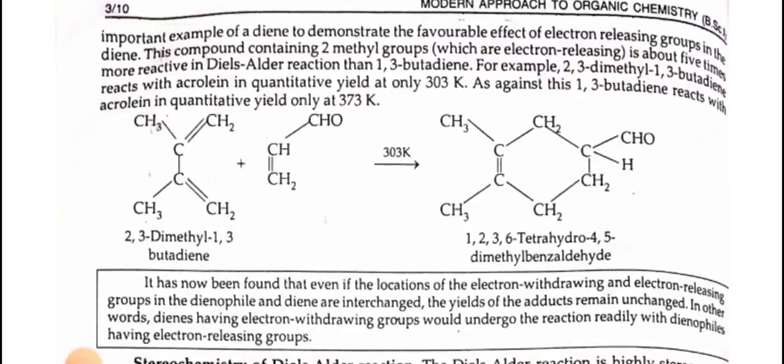It has now been found that even if the locations of the electron withdrawing and electron releasing groups in the dienophile and diene are interchanged, the yields of the adducts remain unchanged. In other words, dienes having electron withdrawing groups would undergo the reaction readily with dienophiles having electron releasing groups.